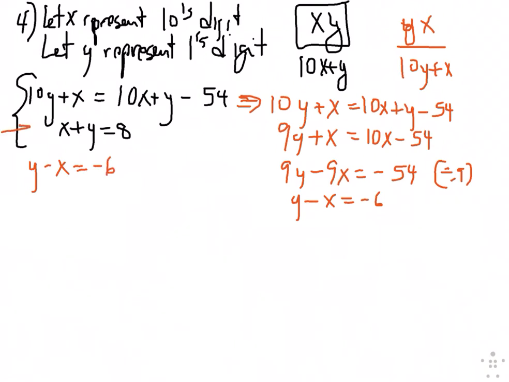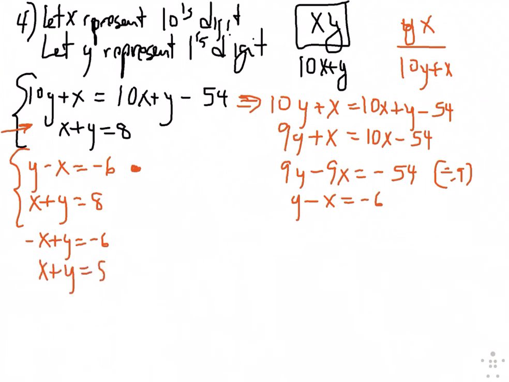And the bottom equation is still the same. X plus y equals 8, right? Okay, so how can we solve this? We could rewrite the top equation. Let's just rearrange the order. Negative x plus y equals negative 6. So I'm just rearranging the x and the y. So the y is positive, the negative x is negative, right? And then the bottom equation stays the same.